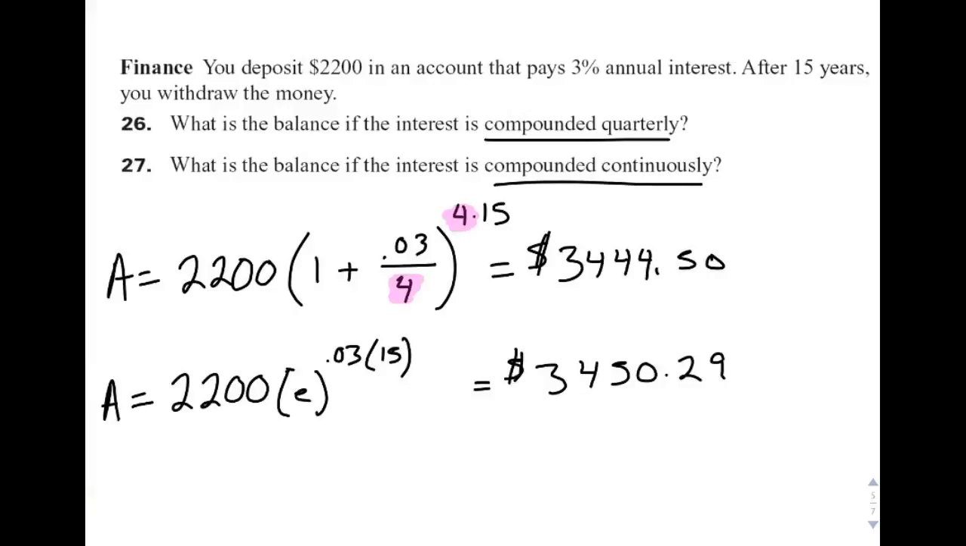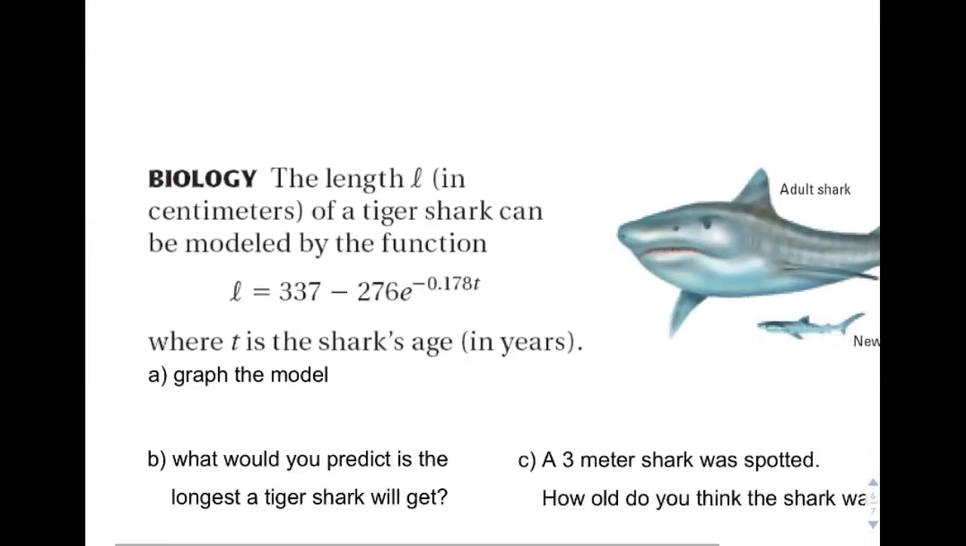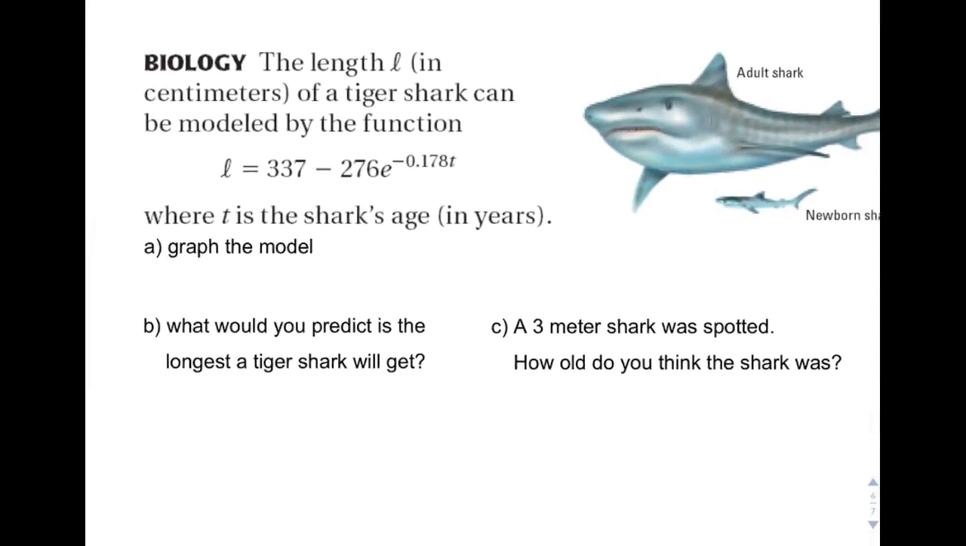So one application of e, again, it doesn't make you a millionaire. You can see that it's 3,444 versus 3,450, a slight difference by compounding it continuously. You're going to see e modified a lot.